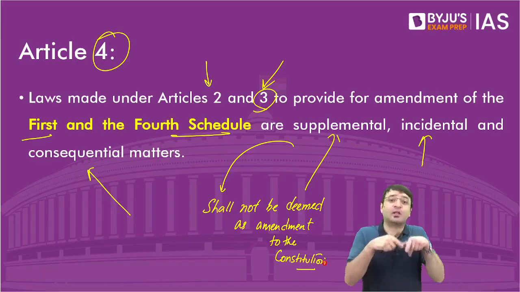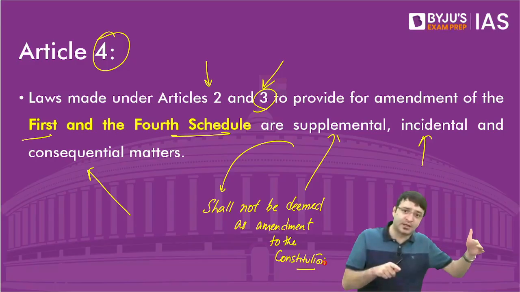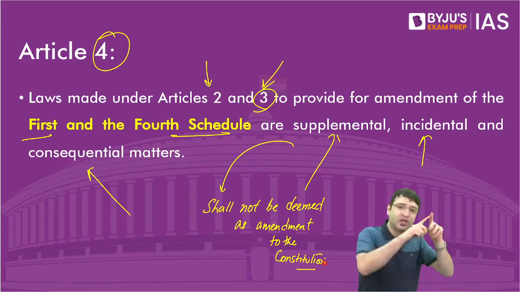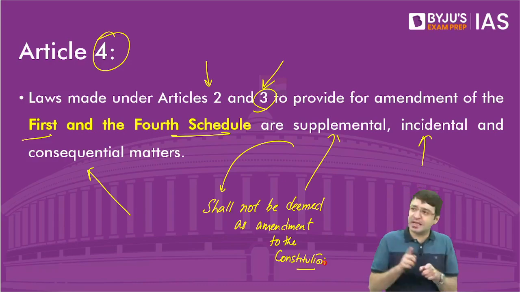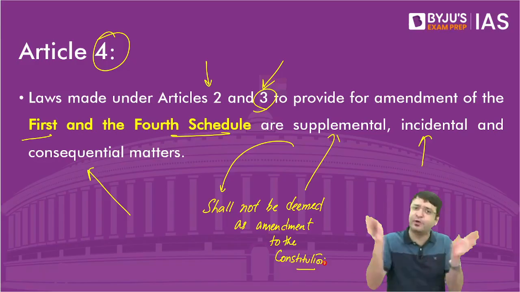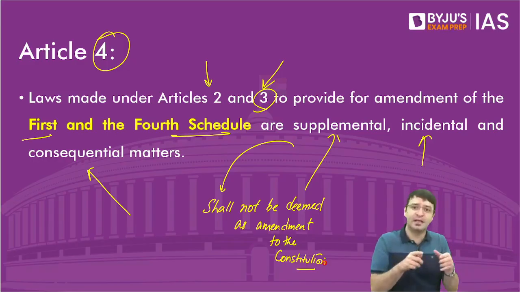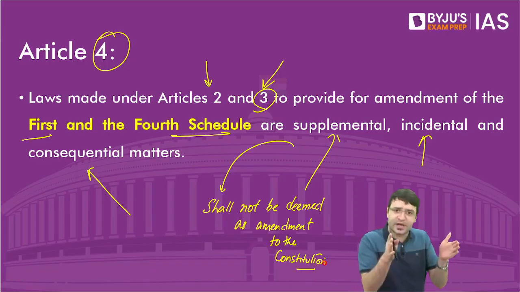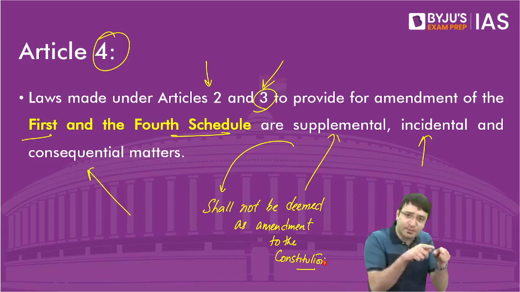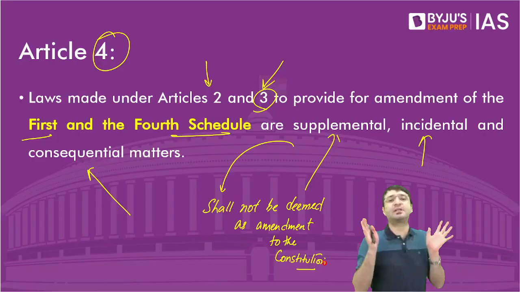These changes are consequences. Consequences of what? Because you have passed a law under Article 2 and 3. Those changes shall not be deemed as an amendment. So we don't call them amendment. Just like we don't call your spending 5 hours, but you were traveling to Mussoorie, working, we don't call them studying, we don't call them practicing. Similarly, a law which makes changes to Schedule 1 and Schedule 4, but because you were passing a law under Article 2 and 3, these changes shall not be deemed as an amendment.